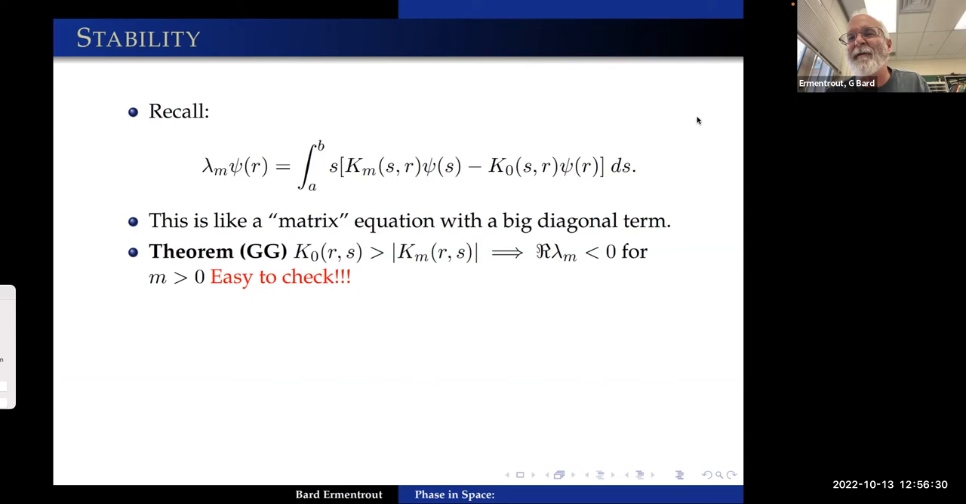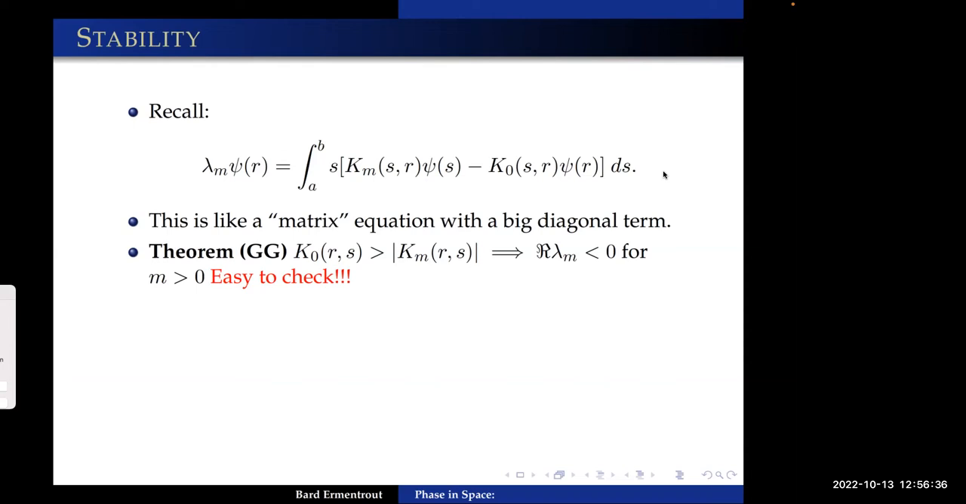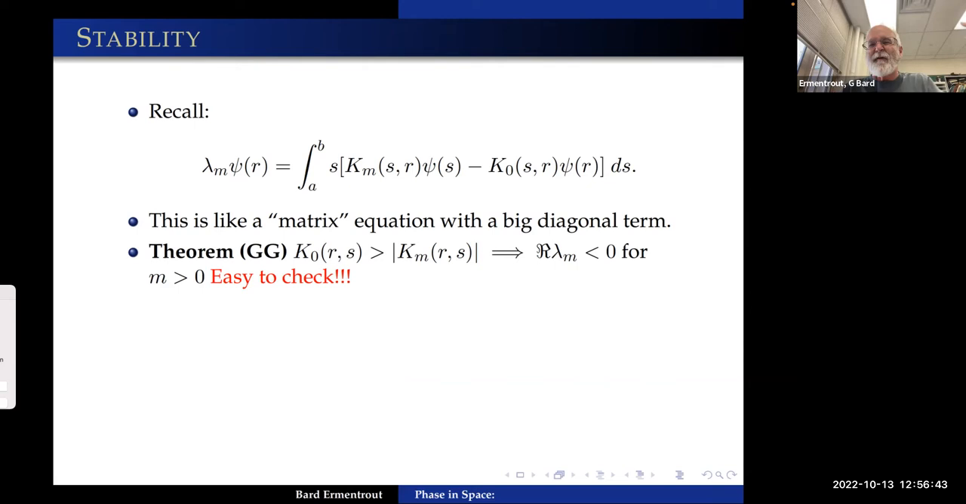You're trying to find the eigenvalues of a matrix that is diagonally dominant. If all the diagonal entries are negative and bigger in magnitude than everything else, then it's easy to prove all the eigenvalues have negative real parts. So basically, we can generalize that to this integral equation. If Km0 is bigger than the magnitude of Km, then eigenvalues are negative. And this is really easy to check because you can just compute these using Maple or Mathematica or whatever, and then you can check them, okay? And it turns out that only M equals one is problematic.